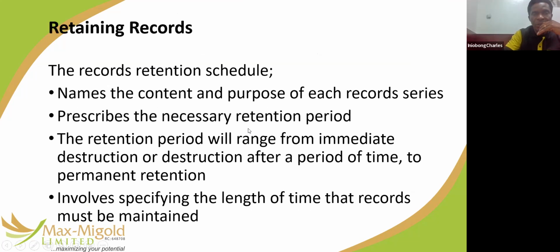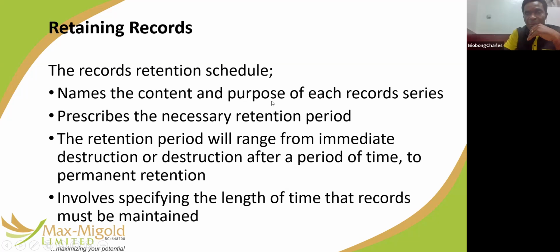Okay. We've talked about retaining records. I said there are records that can be retained, and it depends on the number of years you want to keep that record. Some records can stay forever, while some can be 30 years, 40 years. You don't just destroy records, because those are information you can fall back to for reference. The records retention schedule.